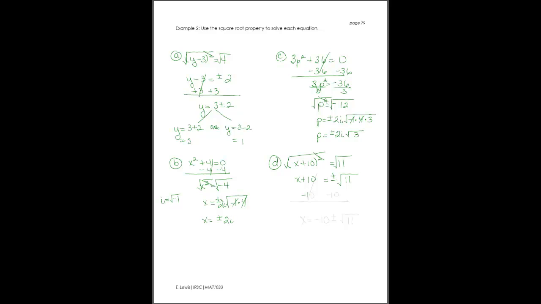Then we're going to subtract 10 to both sides so we can solve for x. And here's our solution. x is equal to negative 10 plus or minus the square root of 11.